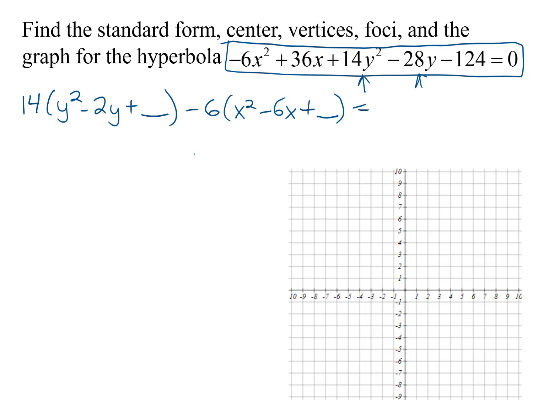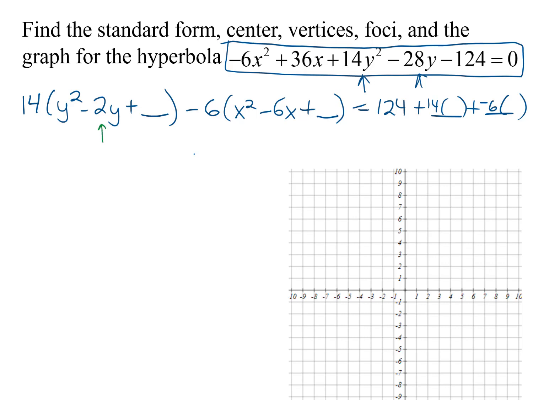I'm going to move this negative 24 over to the other side, which will make 124. And then I'm going to put a place to add on the things I needed to add to the other side to complete the square. One of them is in parentheses with a 14 in front, and one is in parentheses with a negative 6 in front. Now let's go ahead and figure out what we need to complete the square.